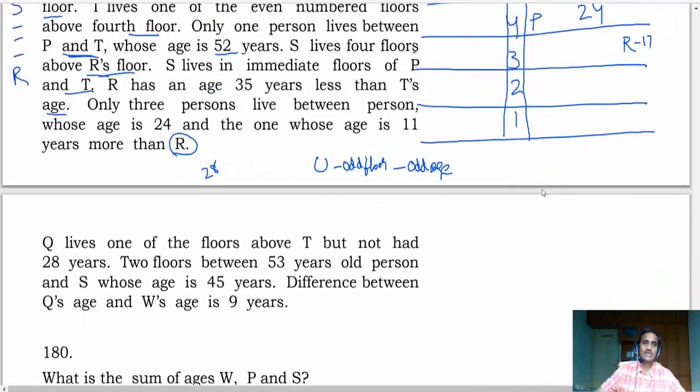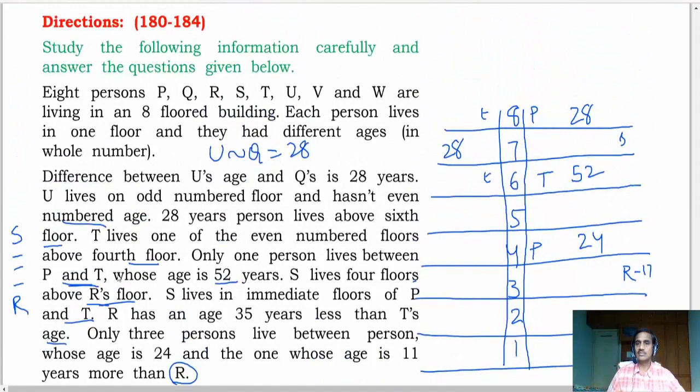Then next one. Q lives on one of the floors above T but not 28. కనుక 28 అయితే Q, hence Q must be here. ఇక్కడ Q ఉన్నాడు అనుకోండి, ఇక్కడ S ఉండే ఛాన్స్ లేదు. ఇక్కడ S లేకపోతే ఇక్కడ P లేదు. ఎందుకు చెప్పండి? Now S is in between P and T. ఇప్పుడు ఆర్డర్ సరిపోయిందా? Now P, S, T, Q వచ్చింది.